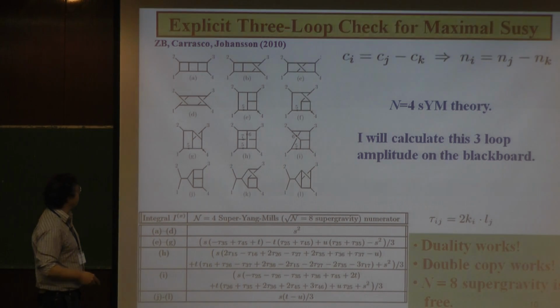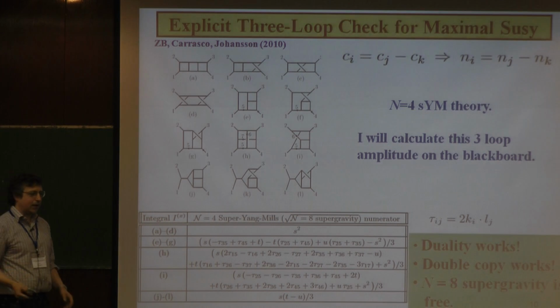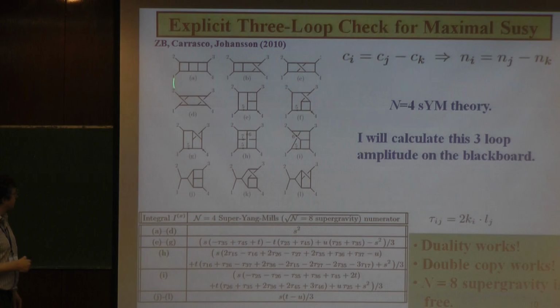This is the thing I'm going to do on the blackboard. I will calculate this. There's some story here about n equals 4 super Yang-Mills and duality relations and color and kinematics, but is it really true? The idea is you check it against a known answer. We knew the answer in a different representation, so now you use these ideas and solve for these numerators in terms of diagram E, and then you check all the unitarity cuts.